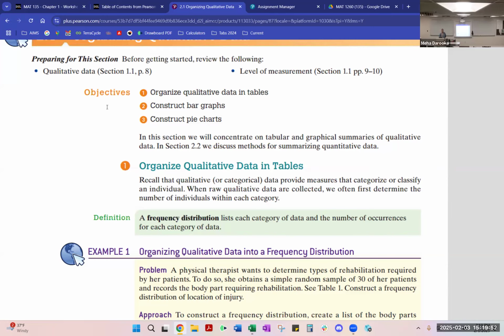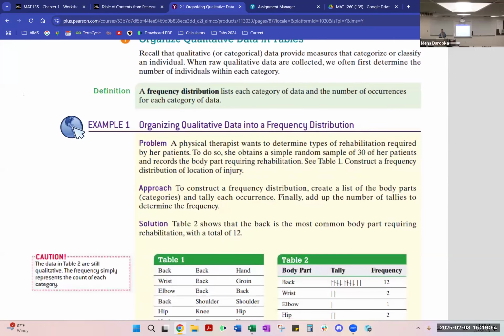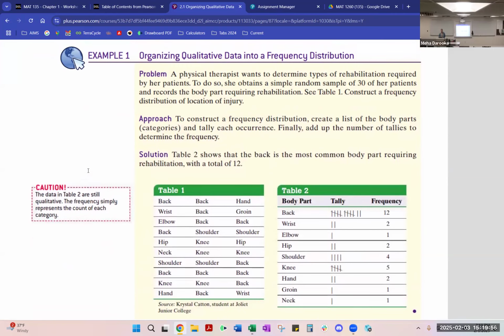Omar, I'm not sure what you are doing, but I have a feeling it's not the password. Okay, you are on the textbook?